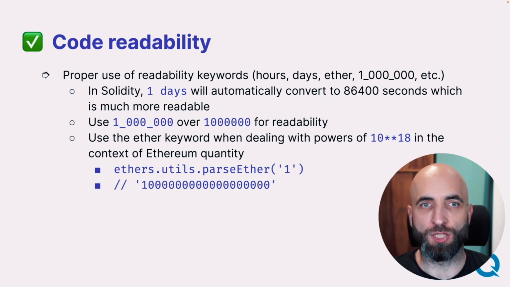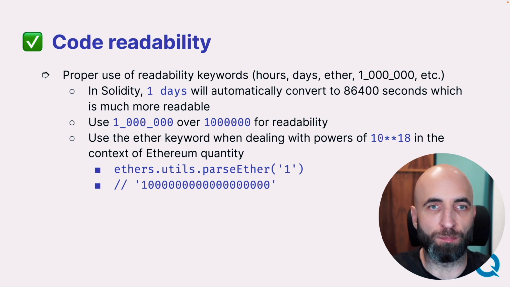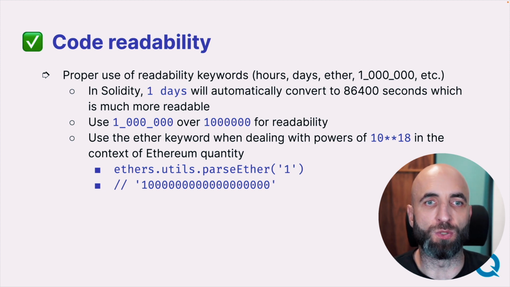Also, take advantage of readability keywords. Instead of going for thousands of seconds, go for 1 day, for example. Instead of writing 1 and then a bunch of zeros, make use of underscores, which is the same but much easier to use, read, and understand.